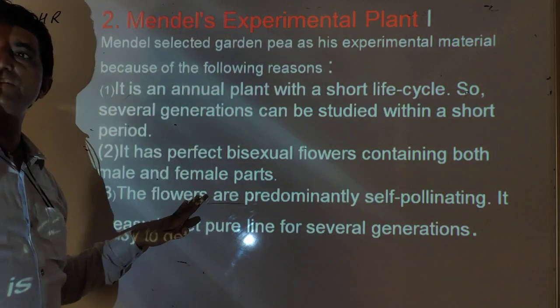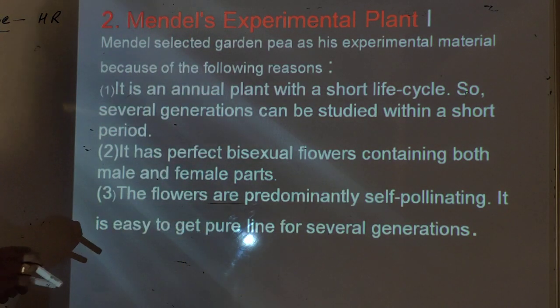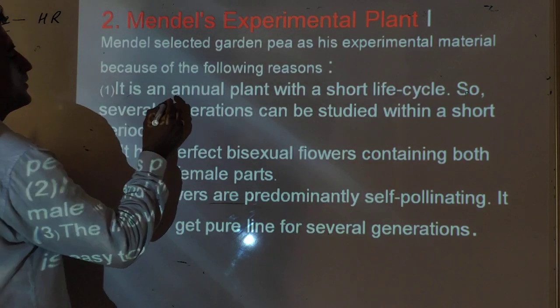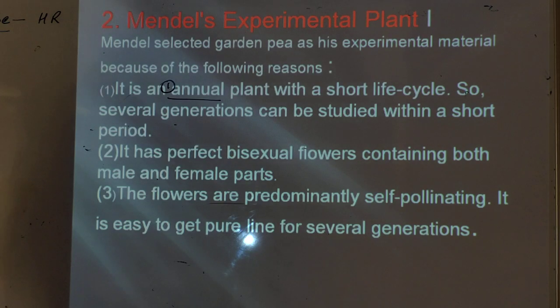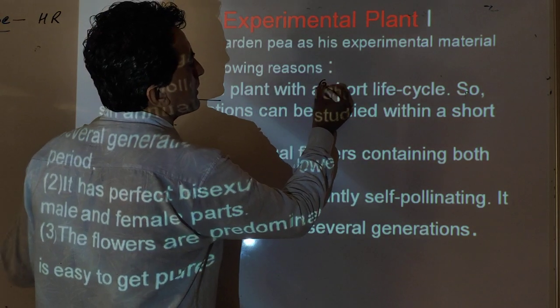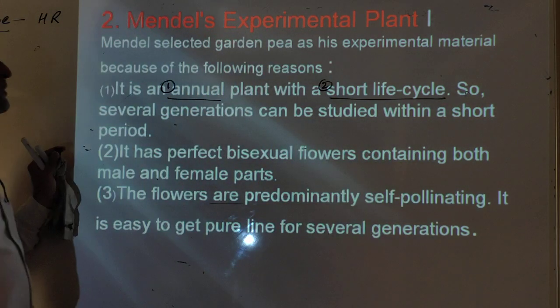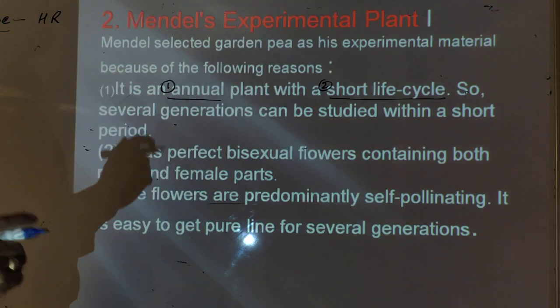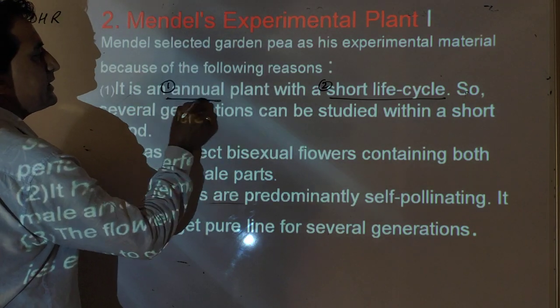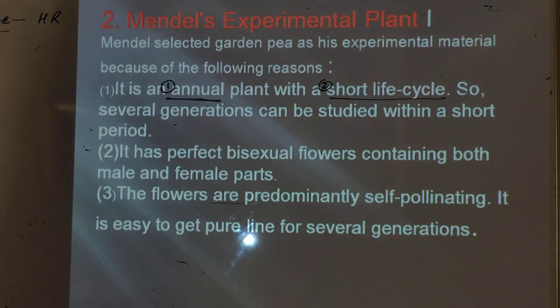Then some reasons are there. First, just you have to go through the particular points. Pea plant is annual. Second, they have a short life cycle. First, the plant is annual. Second, short life cycle, yani 3 to 4 months they complete their life. 1 year में तो 3 से 4 generation आप उसकी ले सकते हो. तो first, the plant is annual. Second, short life.